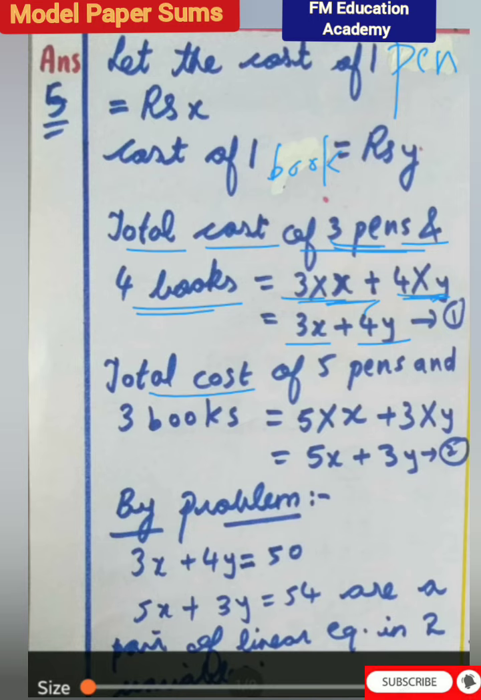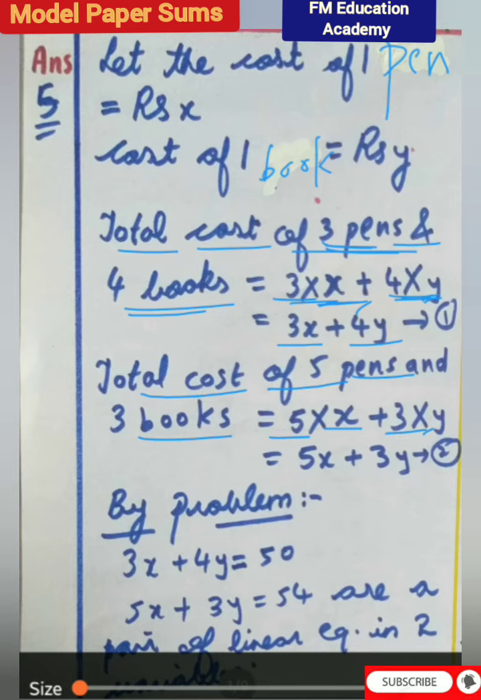Now, the second statement given was the total cost of 5 pens and 3 books. So 5 multiplied by, again, the cost of 1 pen, x, plus 3 into the cost of 1 book, that is y. 3 into y.